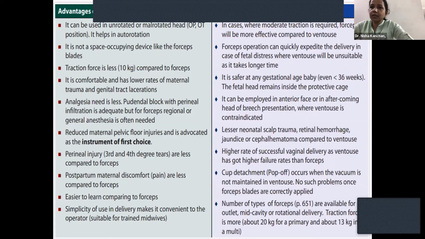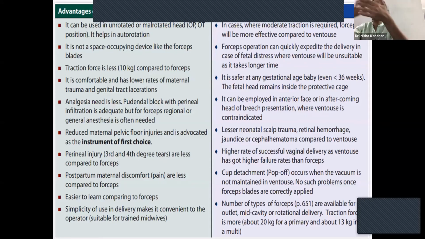Whereas in forceps, where you think that more force is required, you try to go with forceps. And they say that forceps can quickly finish the delivery because with vacuum, you need to connect the vacuum, you need the pressure to build up, takes longer. So when it's fetal distress and the baby's heart rate is really dropping, try to go for forceps. You can use it in preterm, you can use it in face, you can use it in after-coming head of breech. Lesser fetal injury and higher rate of successful vaginal delivery.